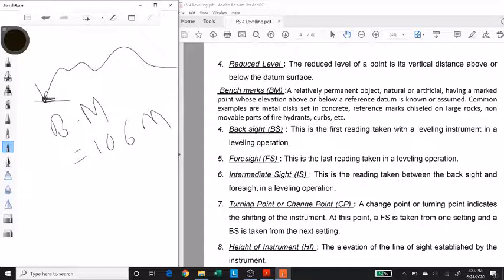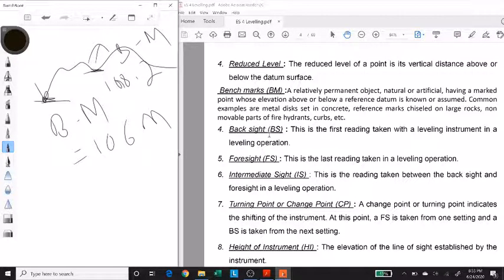So any point whose reduced level is known can become your benchmark. So when I perform leveling and I find out the reduced level of this point, which would be greater than 106 because it is at a greater height, let's say it is 108.2. Now this point has also become my benchmark since its reduced level is known. So whenever you find out the elevation of a point above or below the datum, that point becomes your benchmark or your new reference point.